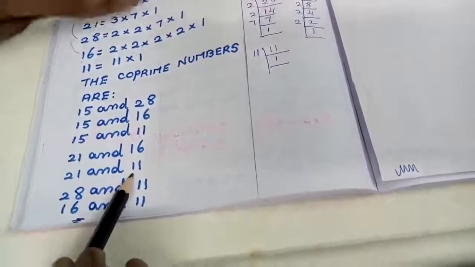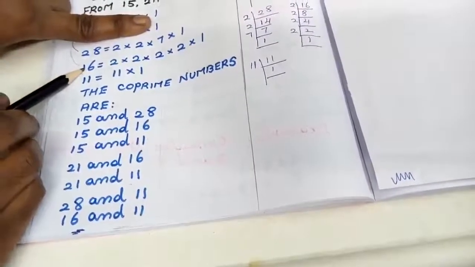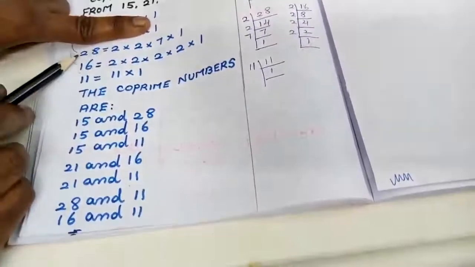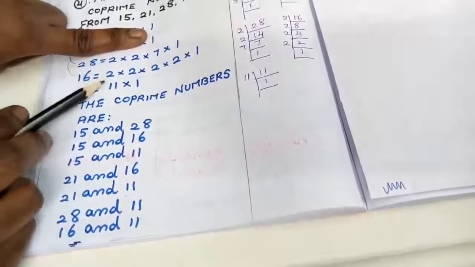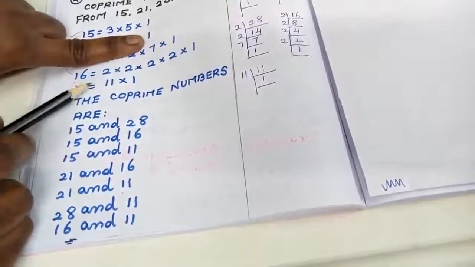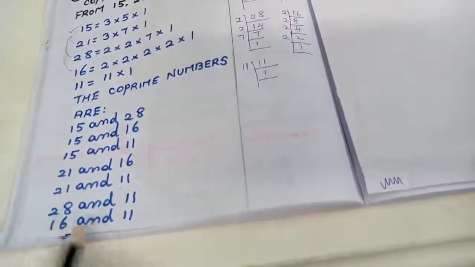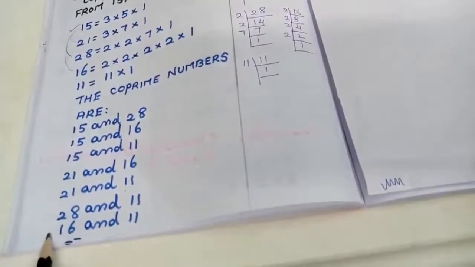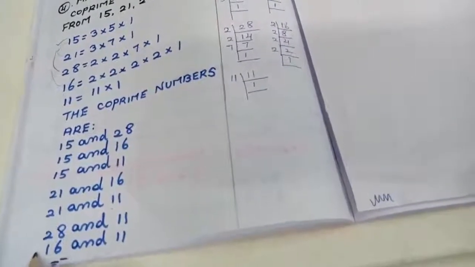Once 21 is over, close this one, come to 28. 28 and 16, it is not a co-prime number since 2 is common to both. 28 and 11, co-prime, because other than 1, nothing is common. Coming to 16, 16 and 11, both are co-prime. So that is the concept of co-prime numbers. That is, we will be comparing the two numbers. Except 1, no other value should be common to both. Next, we are going to move on to rules for test of divisibility.